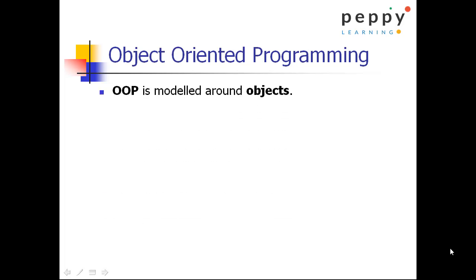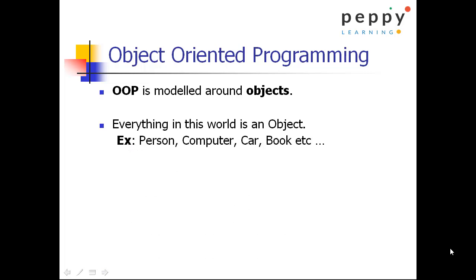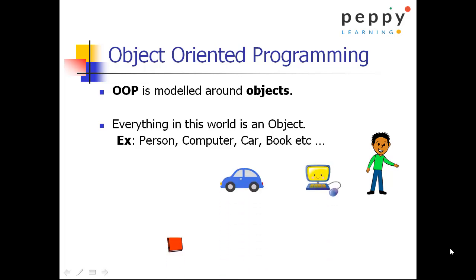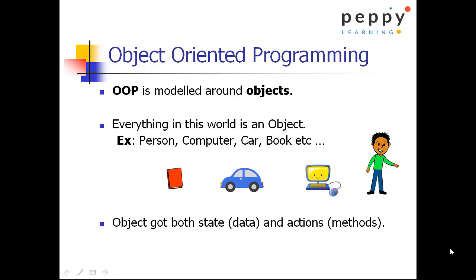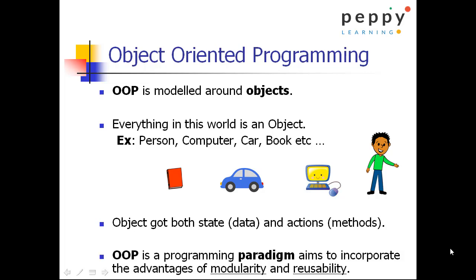Object-oriented programming. Object-oriented programming is modeled around objects. Let's say person, computer, car, book. An object has both state and action. Let's take an example of a person. A state is a person's name, person's gender, and actions. These are nothing but methods, what a person is doing at the moment, whether he is sleeping, eating, running, etc. Object-oriented programming is a paradigm that aims to incorporate the advantages of modularity and reusability.